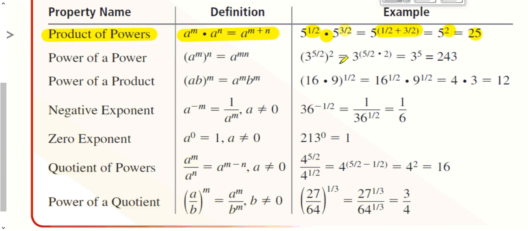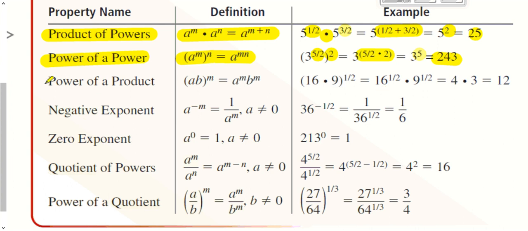You're going to take the 1/2 and the 3/2 and add them together, and you get 5 squared, which in turn is 25. If you have a power of a power, so you have a to the m to the n power, you are going to multiply those powers, so you have a to the m times n. So in this case right here, 3 to the 5/2 raised to the second power, it's 5/2 times 2. So that would end up being 3 to the 5th, which you can work out in your calculator and get 243.